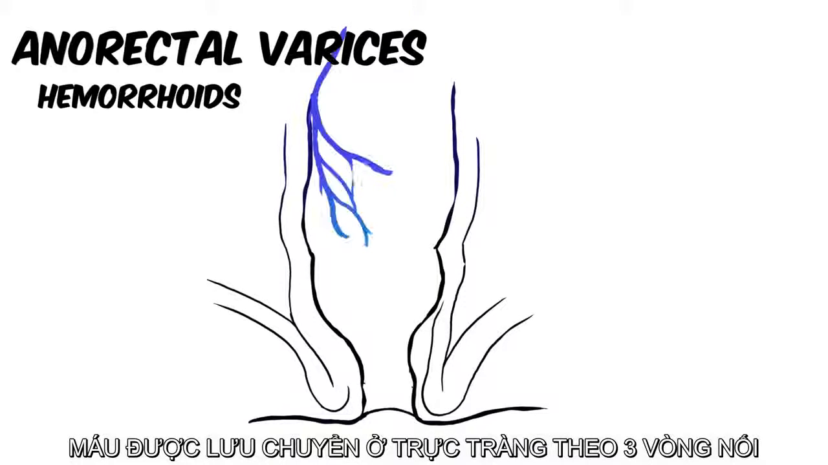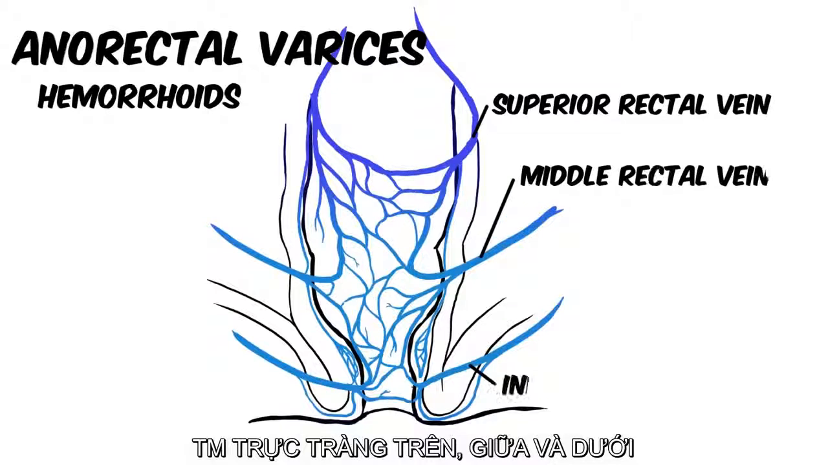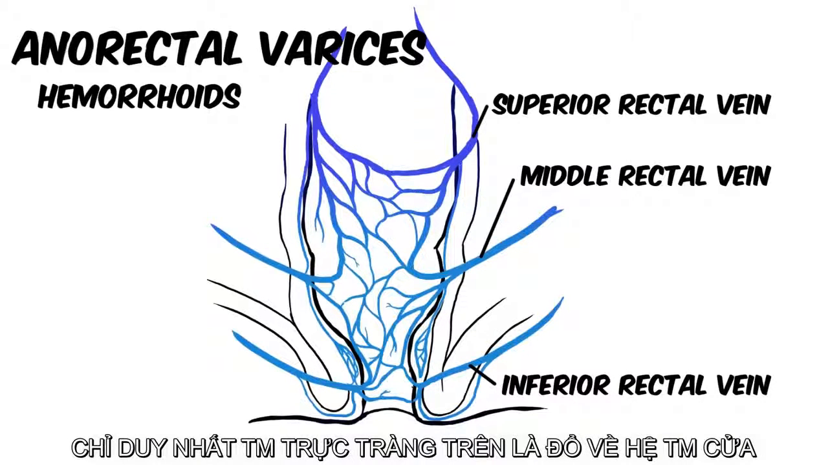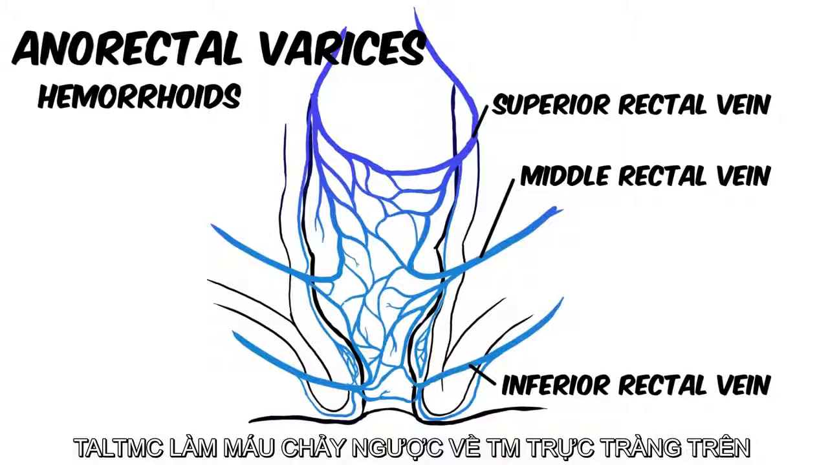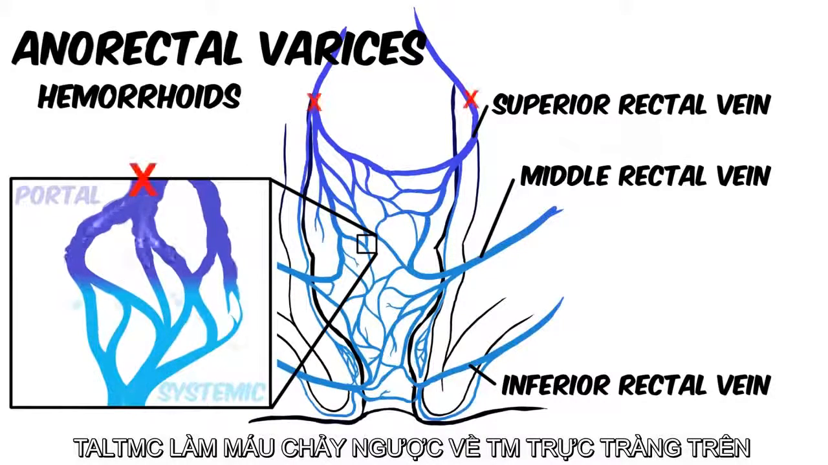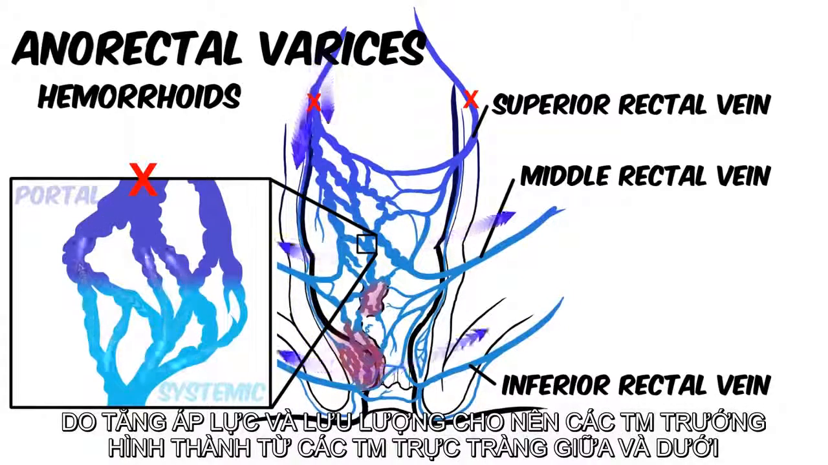Venous blood is transmitted from the rectum by three interconnected veins, the superior, middle, and inferior rectal veins. The superior rectal vein is the only one of the three that contributes to the portal circulation. Thus, because these three veins are interconnected, portal hypertension can cause backflow of blood down the superior rectal vein, which is then transmitted to the middle and inferior rectal veins. Again, the increased volume and pressure of this backflow leads to varices in the systemic middle and inferior rectal veins.